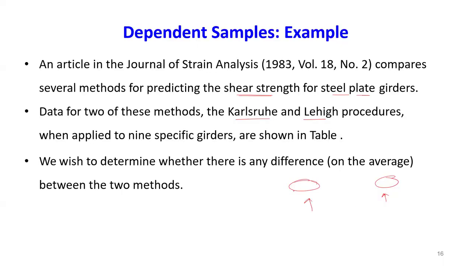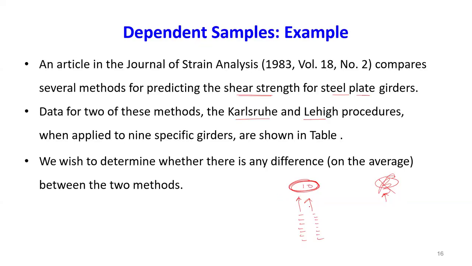So they are taking one sample only and they are using these two different methods on top of it. So here the sample is one. That's the reason it is called a dependent sample. Here the sample is one, but the procedures are different. Now they have used these two different methods and they have measured the strengths of whatever number of steel plates are available in this sample.